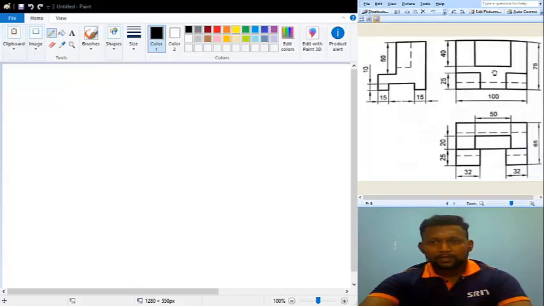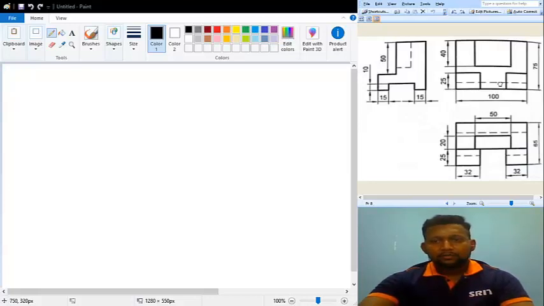One is the front view, another one is the top view, and another one is, since it is there on the left side, nothing but the right side view. So that means in the isometric view, my front view should be on the left side, and whatever portion you are seeing from the right should be on the right side here.